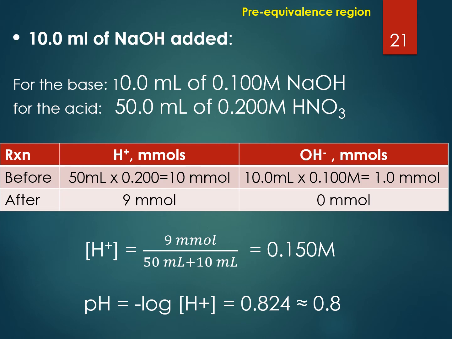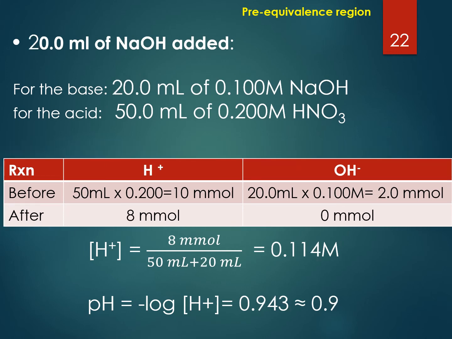So we get its concentration. We divide by the total volume, which is now 50 from the original plus the 10 ml of the added titrant. That's 60, so 9 over 60. That's 0.150 molar, which will give us a pH of 0.8.